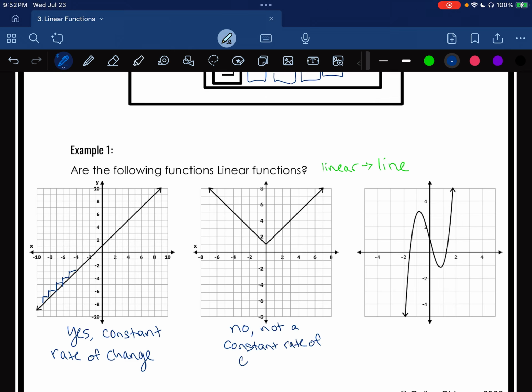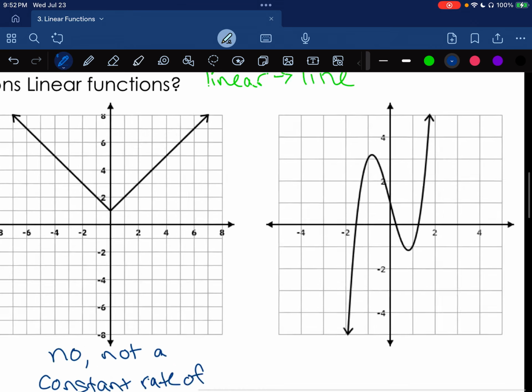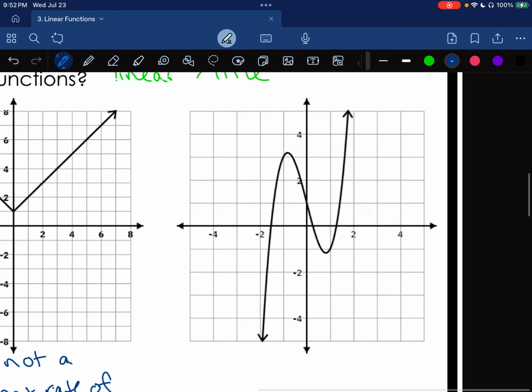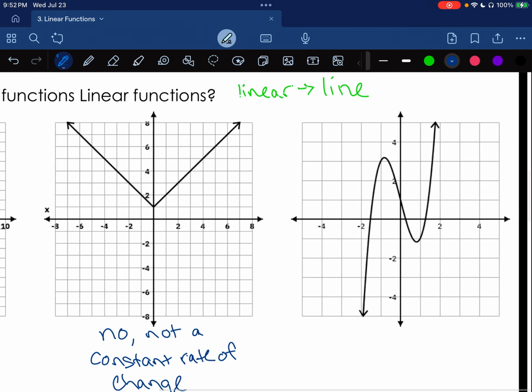All right, and last but not least, we have this one here. There are some curves in there, so definitely not. We would say no, and another way we can say this is that it's not a non-vertical straight line. That's curvy.